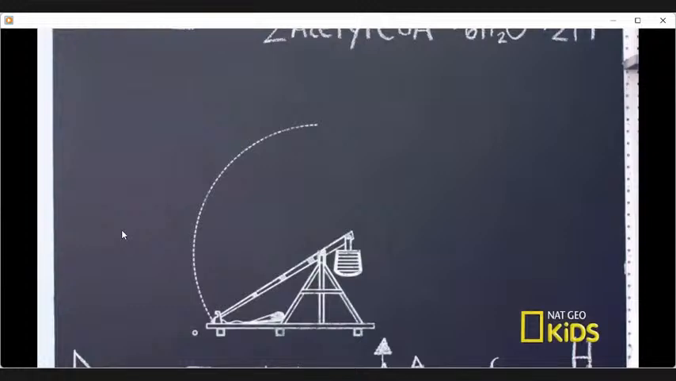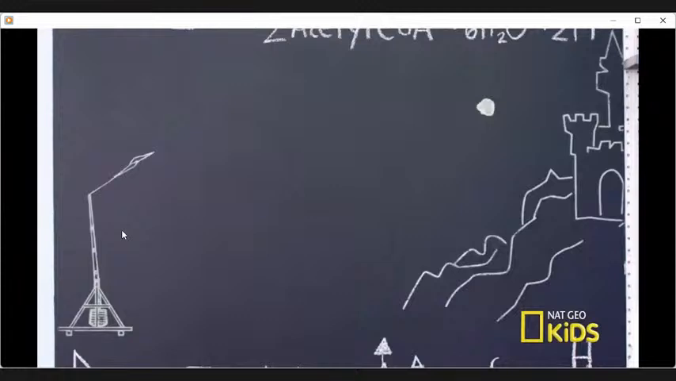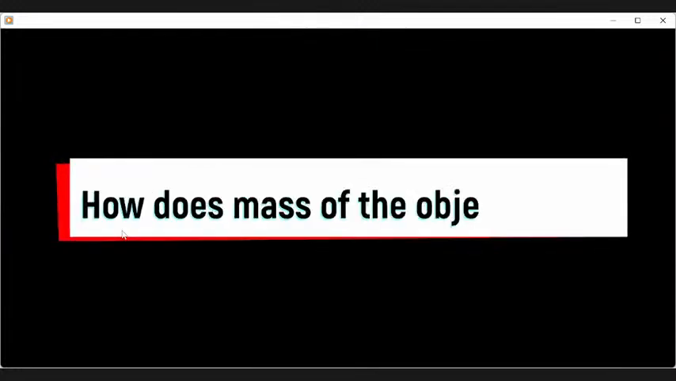So adding more weight on the other side, what will happen? The lever will be rotated along the fulcrum, and the stone will be projected like this. So interesting, isn't it?